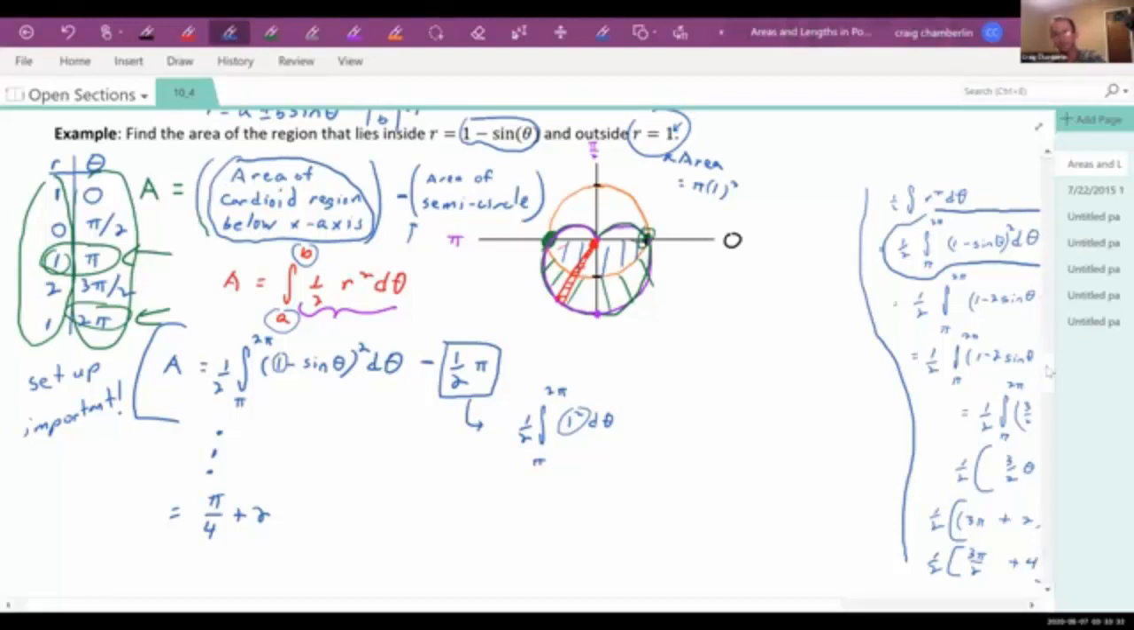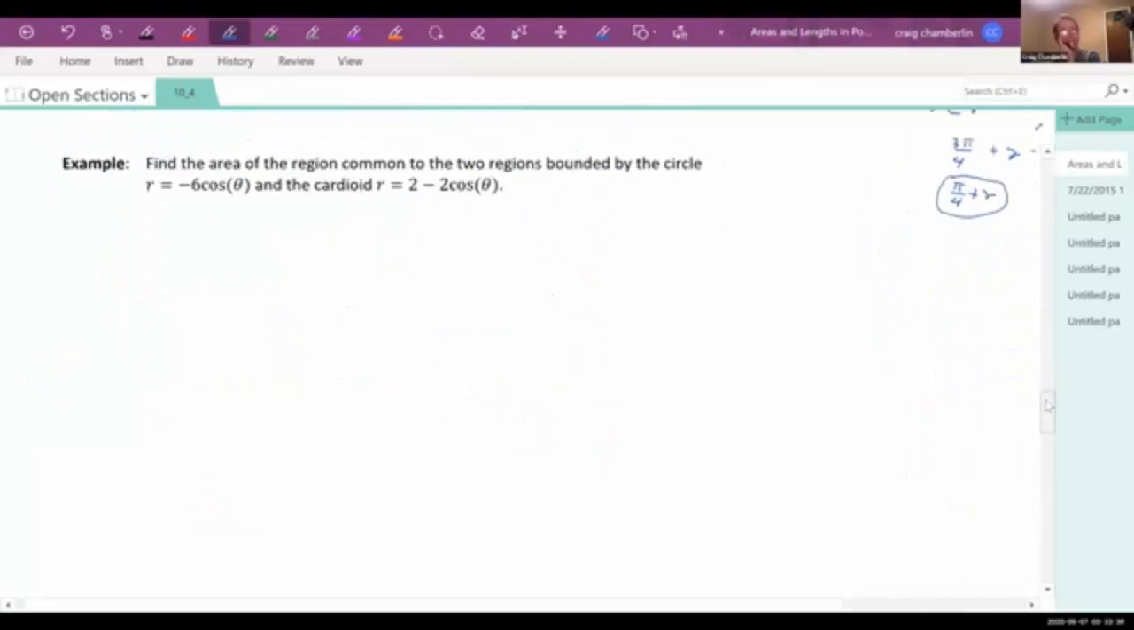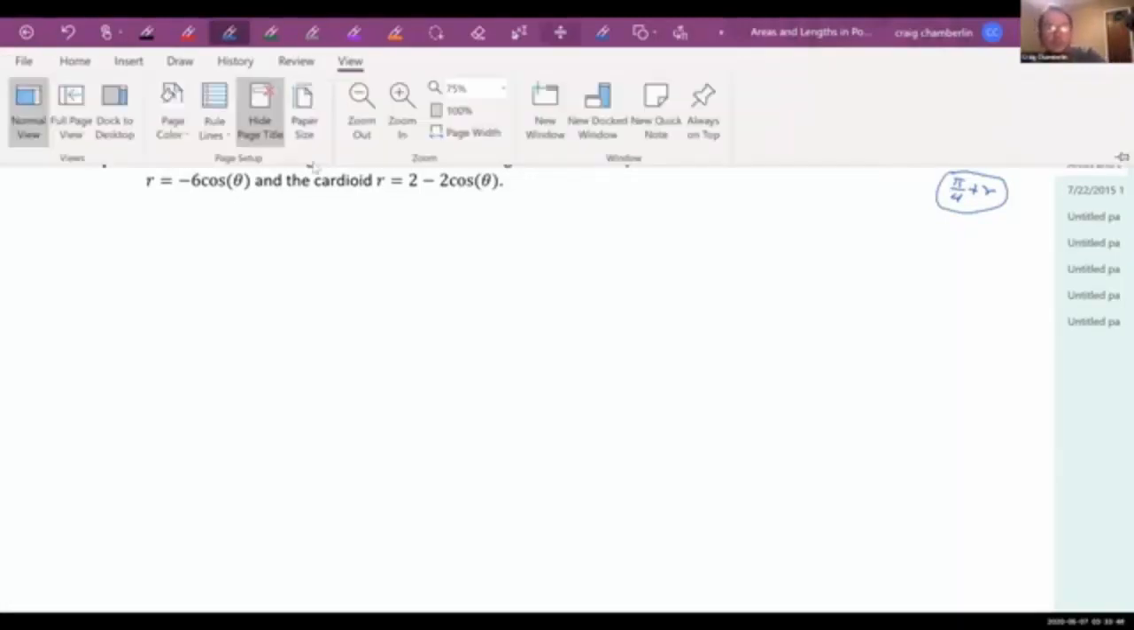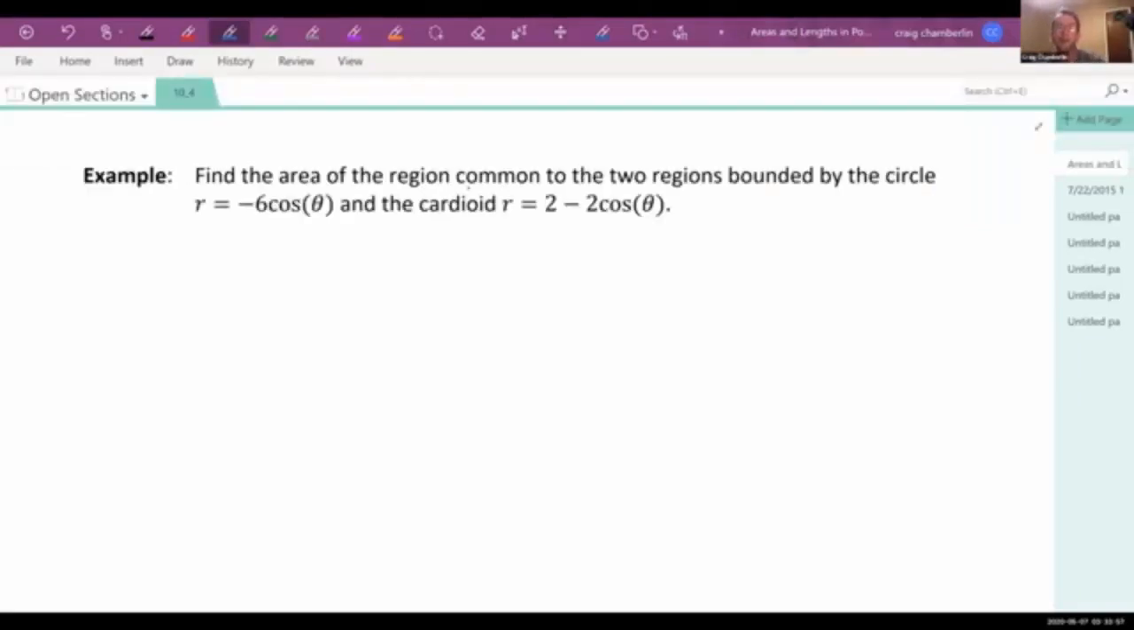Okay, I've got one more of these for you. Let me put the zoom factor back where it was. Okay. Example: find the area of the region common to the two regions bounded by the circle r equals -6 cosine theta and the cardioid r equals 2 minus 2 cosine theta.